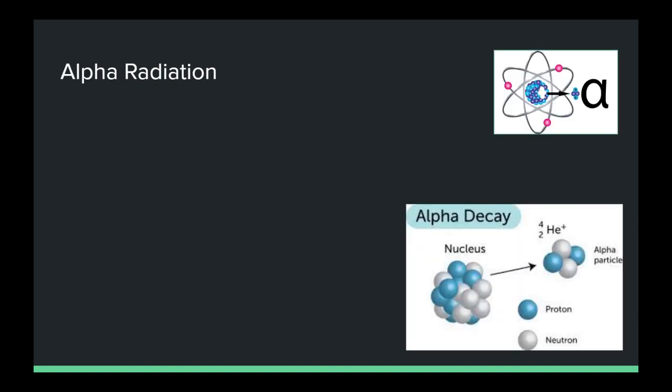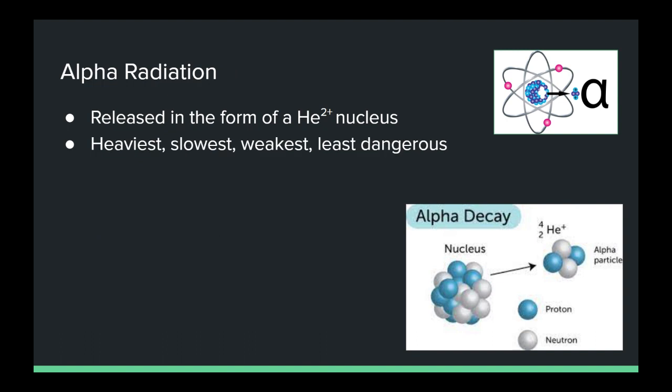So let's dive in. Alpha radiation. That consists of alpha particles that are released in the form of a helium nucleus. If you'll remember from chemistry, that is 2 protons and 2 neutrons together. They are the heaviest, the slowest, the weakest, and the least dangerous form of radiation or decay. But they're also the most ionizing. They are extremely heavy, like I said, and so that causes them to not be able to travel very far from the initial atom.